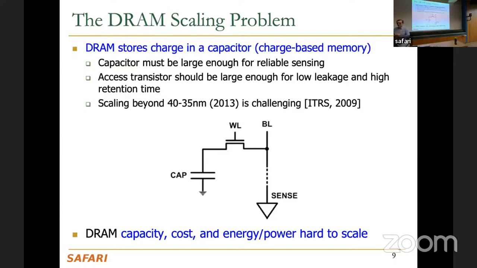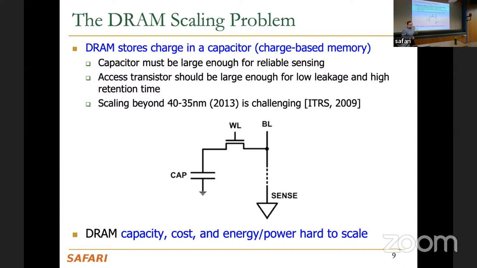The length of the capacitor is about 70 times the length of the access transistor because that's how it is done today. So it's very tough to manufacture these things, actually. It's not easy. And partially, that's the problem. And basically, the capacity, cost, and energy and power are hard to scale. And as you reduce the size of the cell, it becomes more noisy.